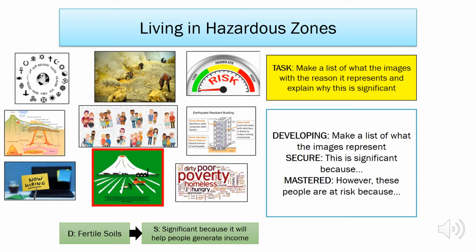And for mastered, you will tell me, however, these people are at risk because. So why are they at risk? Because these crops can be destroyed in eruption, they risk losing money, losing their lifestyle. So you can do that for each of these images, make a list of what they represent, why it's significant, and why people are at risk because of tectonic hazards.